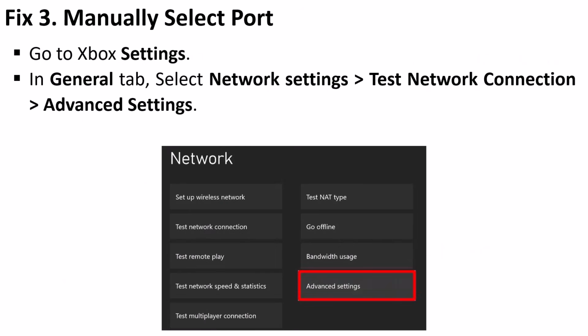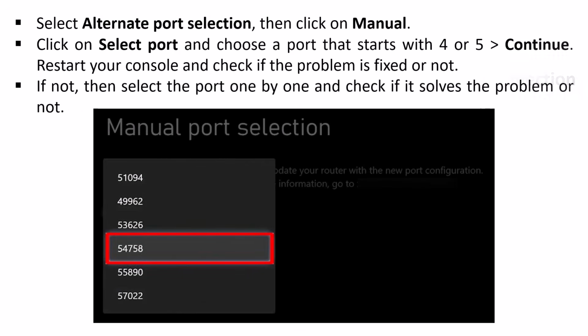Fix 3 is to manually select port. Go to Xbox settings, in general tab select network settings, test network connection, advanced settings. Select alternate port selection, then click on manual, click on select port and choose a port that starts with 4 or 5, continue. Then restart your console and then check if the problem is solved or not. If not, then select the port one by one and check if it solves the problem or not.